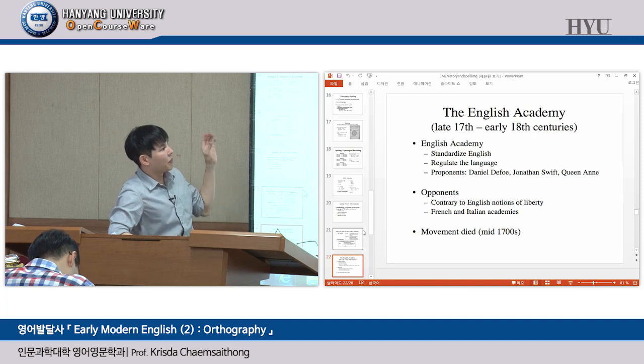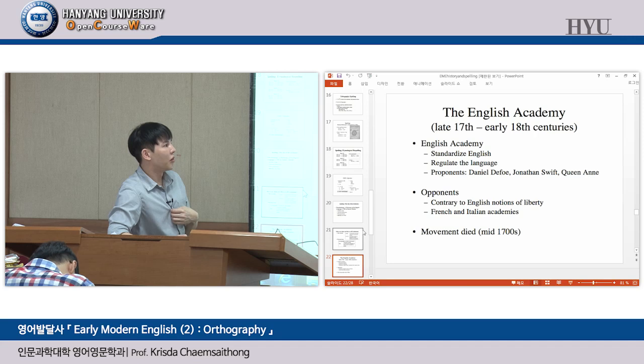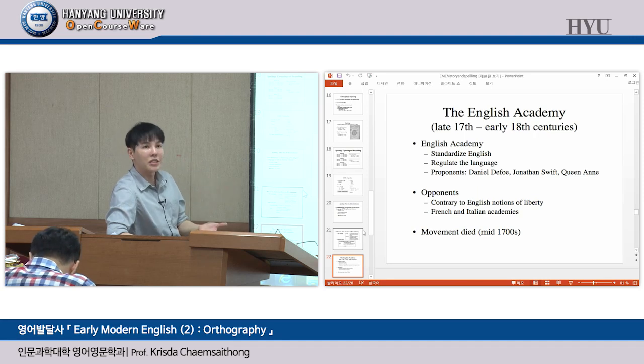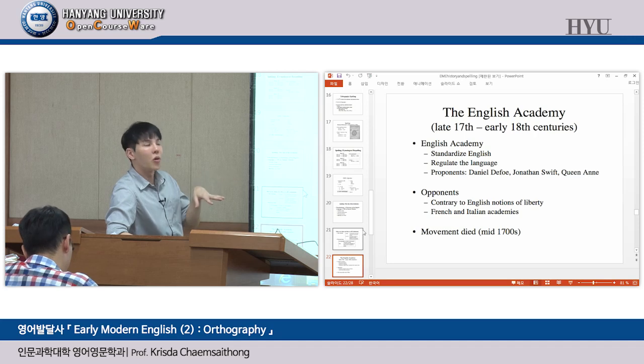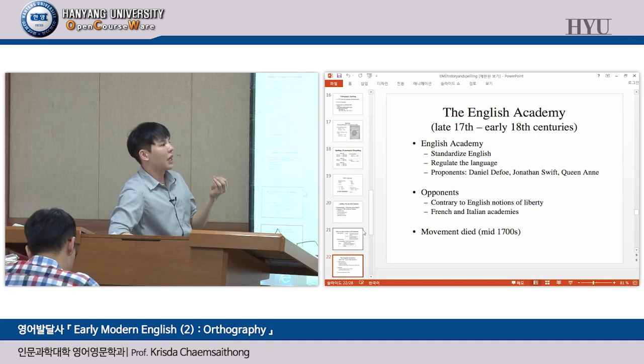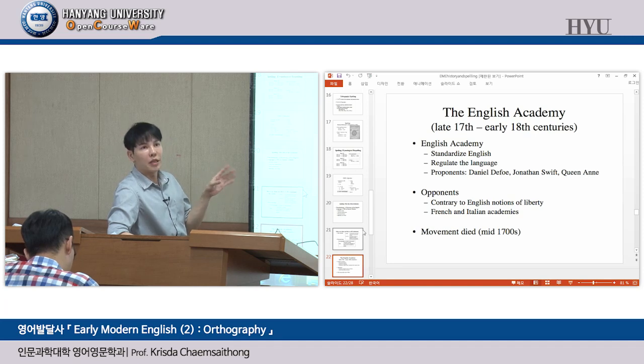And proponents, people who supported this movement, included Daniel Defoe, who wrote Robinson Crusoe, Jonathan Swift, Queen Anne, and so on. And there are also opponents, because they think that you should not tell people how to speak and write. People should have freedom, liberty in how they speak and how they write. And the second reason is French and Italian academies.